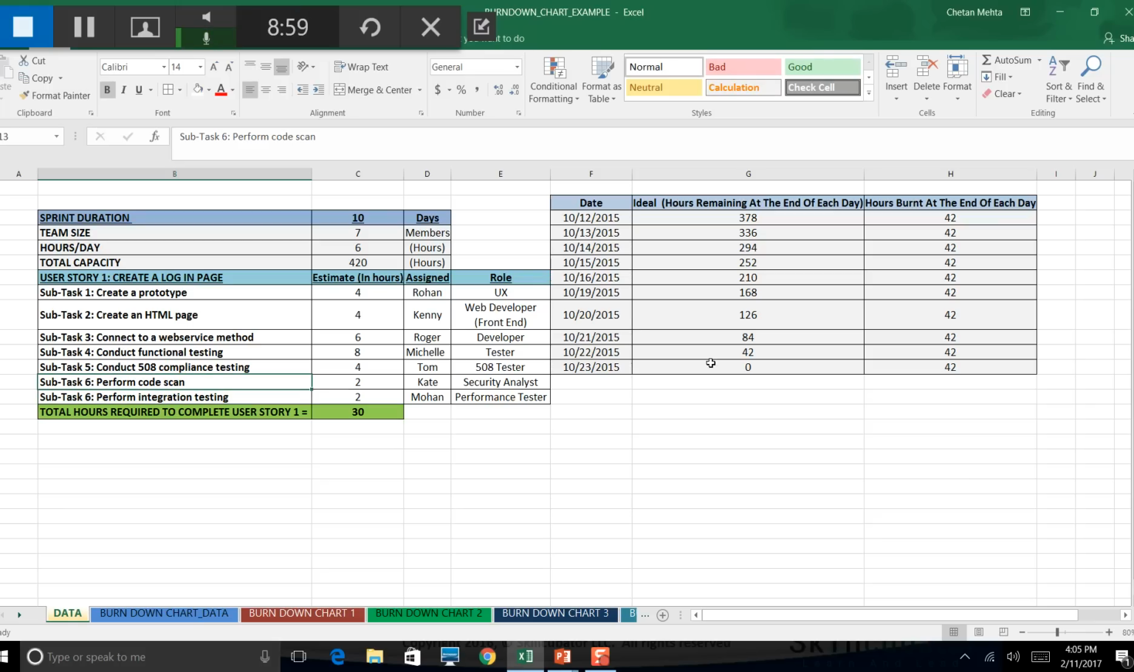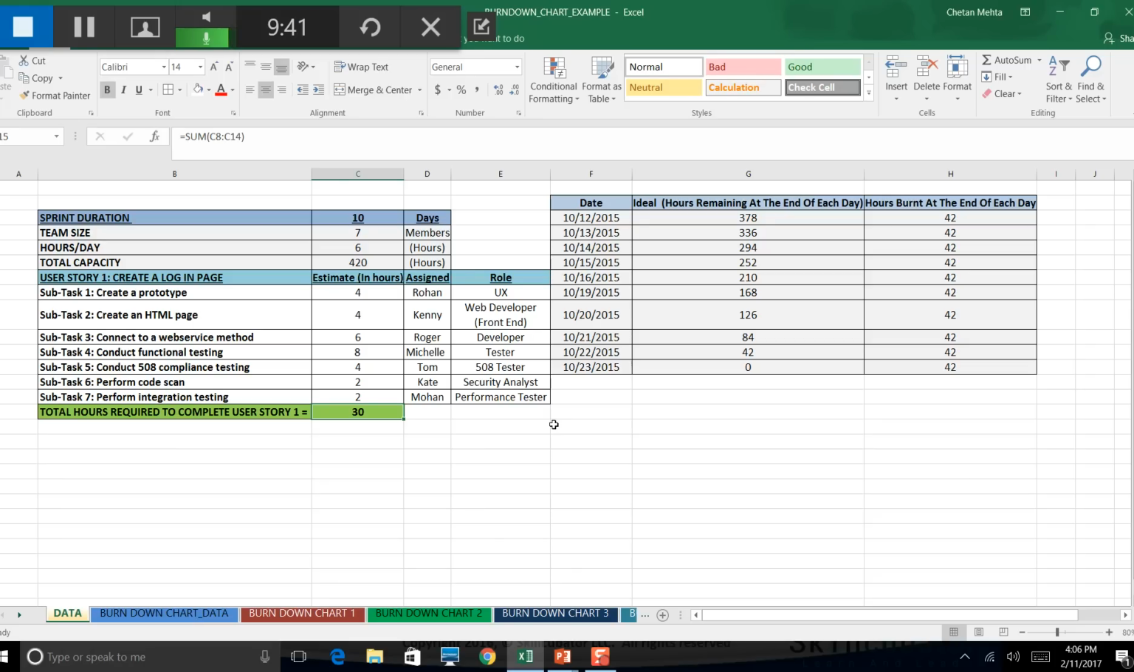We need to scan the code, and that's going to take us 2 hours, and Kate will be the person who will be doing the code scanning. And finally we have performance testing, or integration testing, sorry, and that's going to take another 2 hours, will be done by Mohan. So in total we have 7 subtasks which will be required to finish one user story, which is create login. Now if you sum all of these subtasks, it's coming to 30 hours.